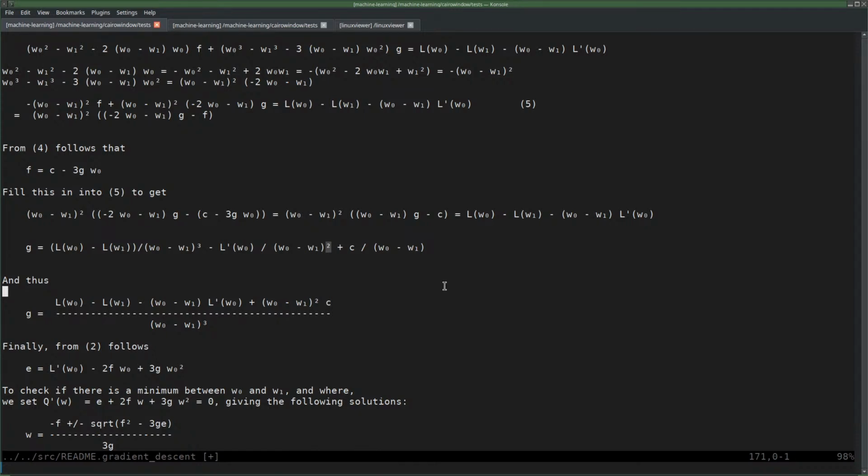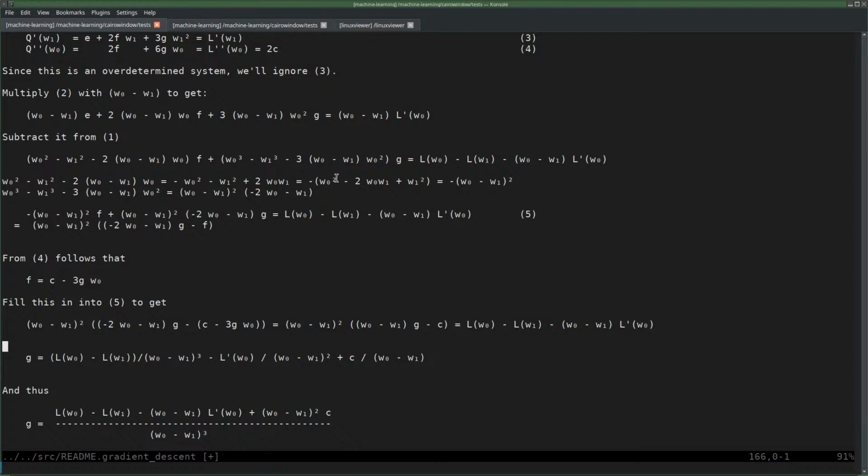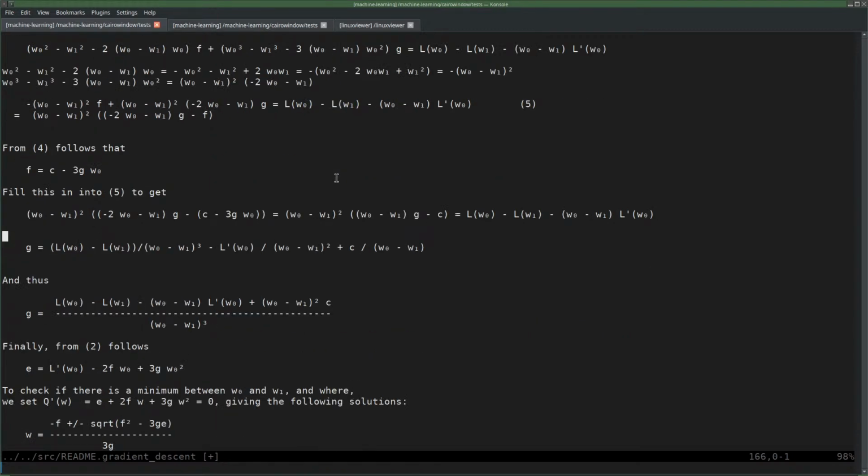Well, like that. No, the rest might be correct. So from 2 follows the thing. So E is that minus 2FW. No, that should be a minus.